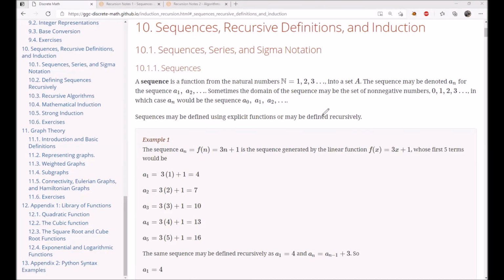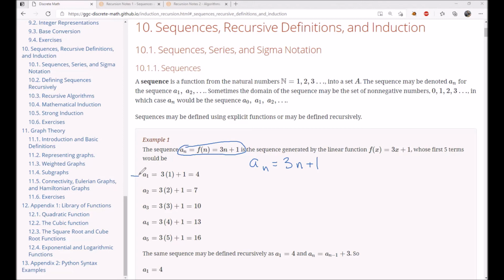This video is on recursion, but in order to do recursion properly, we have to start out by defining sequences. A sequence is really just a function from the natural numbers into some set. Usually we're going to be dealing with the real numbers. But practically speaking, we just tell you, like in this case right here, how to write out what the terms of the sequence are. So if we let a_n be given by 3 times n plus 1, to get the terms of the sequence, it's exactly what it looks like.